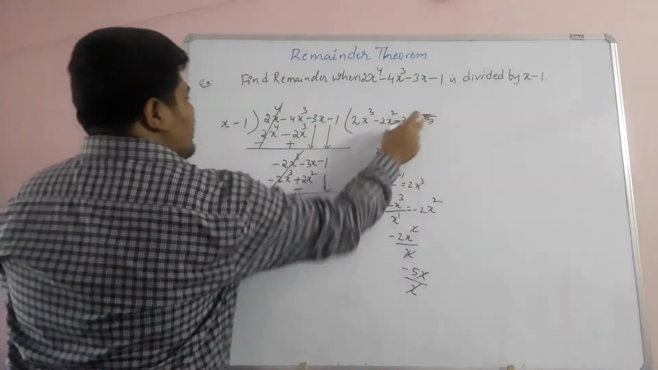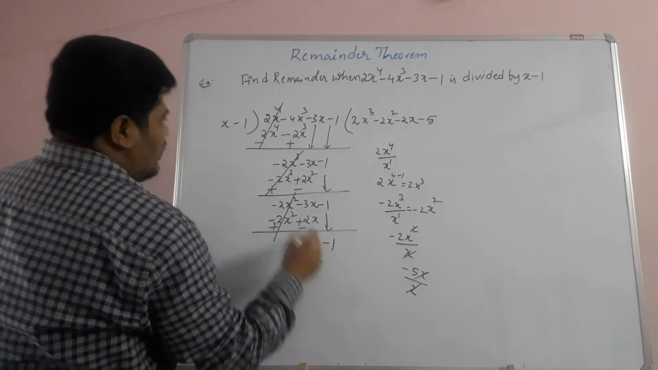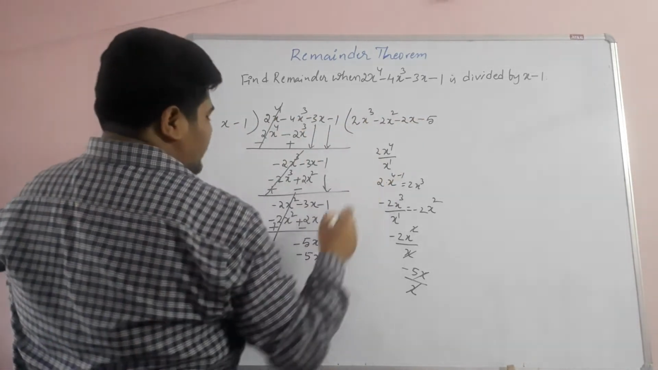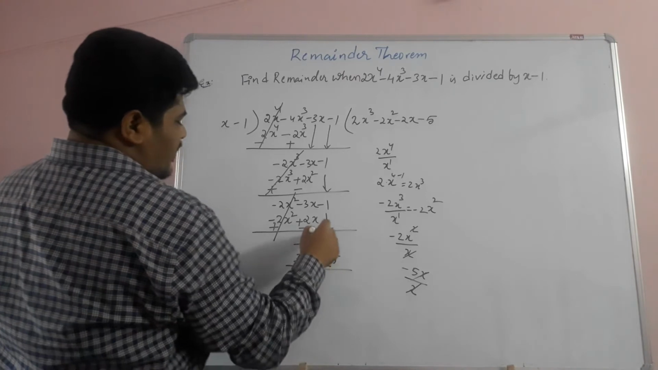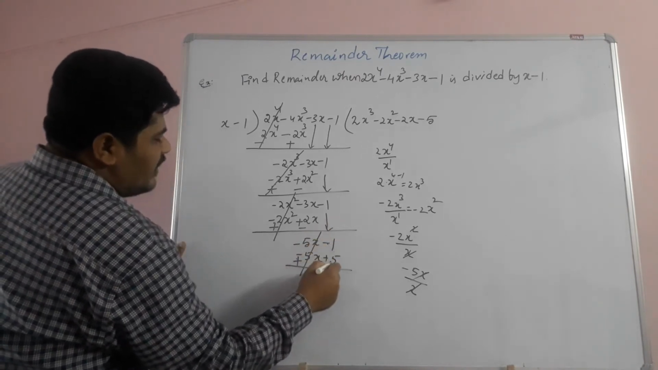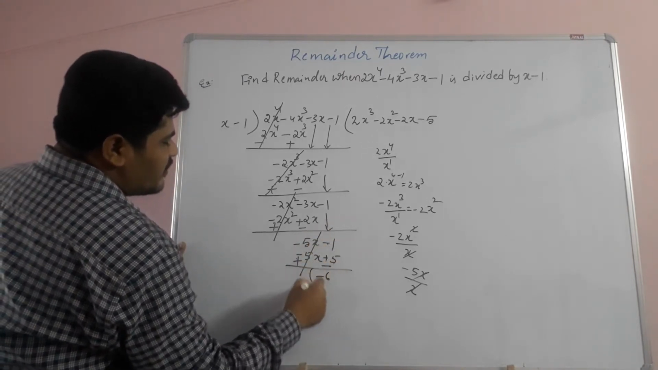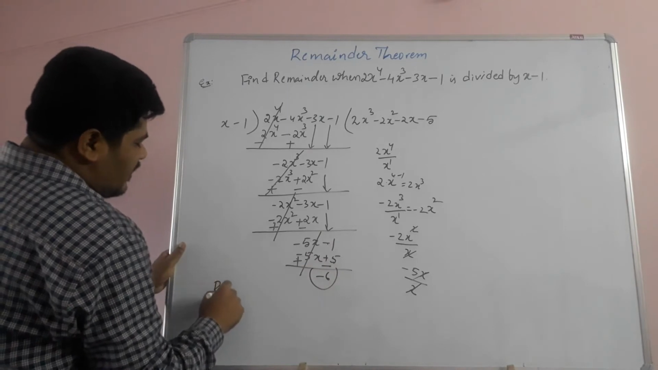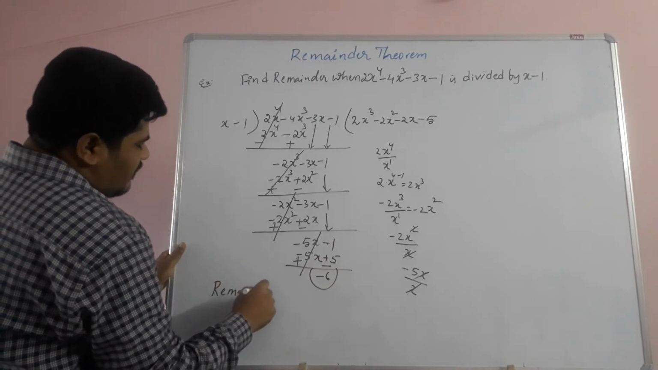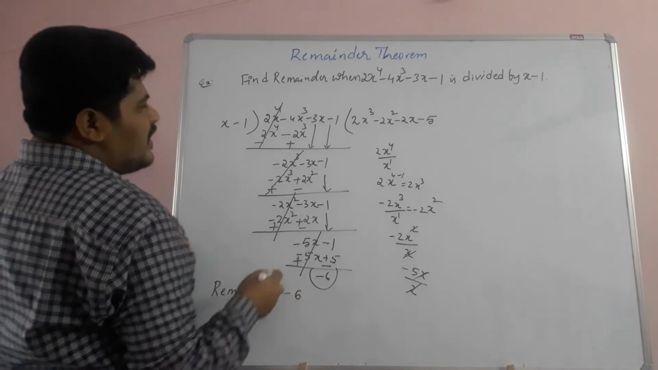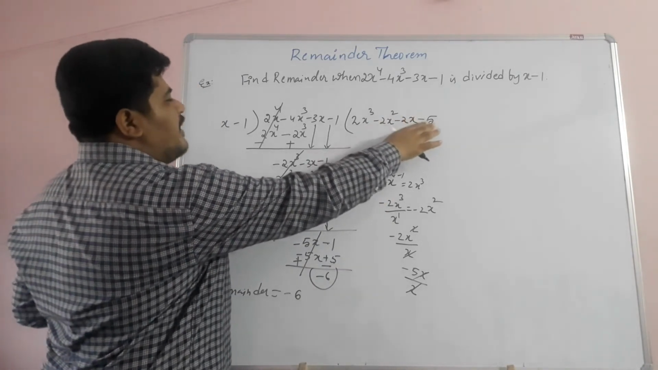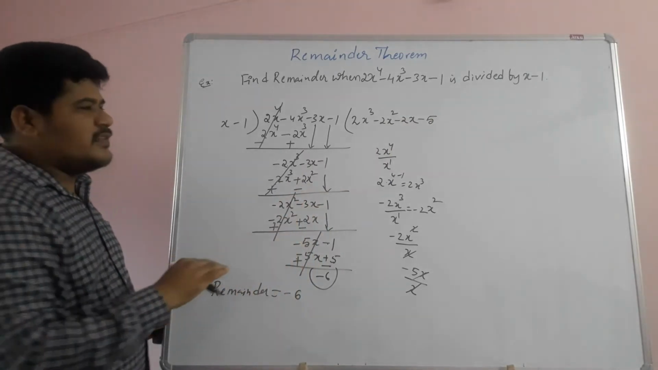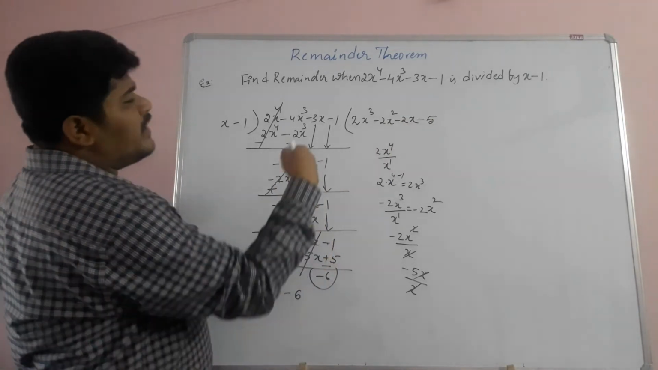So x into minus 5 is minus 5x, and minus 1 into minus 5 is plus 5. So this becomes plus, this becomes minus. It cancels. Negative 1, negative 5 is negative 6. So children, what is the remainder here? Negative 6. And what is the quotient? 2x cube minus 2x square minus 2x minus 5. So these are the things we got from the actual division.